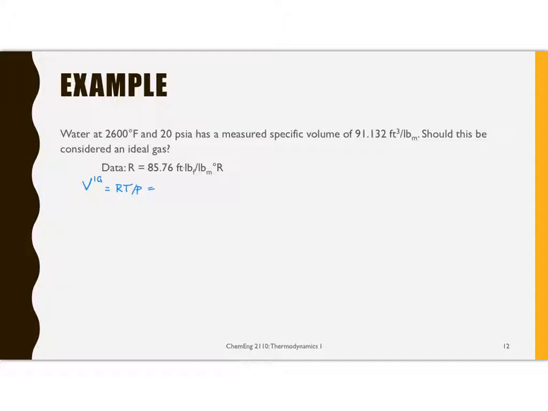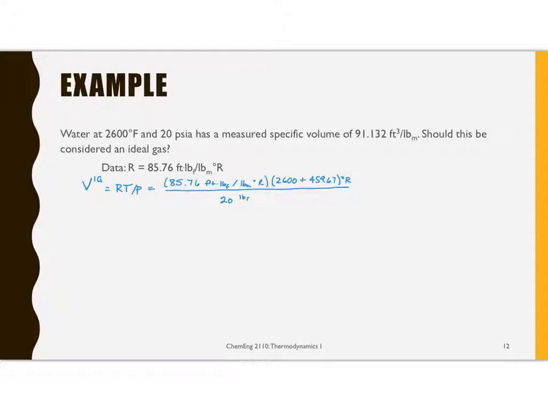And plug numbers in. Now, be careful that you are using units with this because they can trip you up a little bit. So 85.76 foot-pounds force per pound mass degree R. The temperature given is 2600 degrees Fahrenheit, so I can correct that by adding 459.67 to degrees Fahrenheit, gives me degrees Rankine. And the pressure, and being sure again that it's absolute pressure, is 20 psia.